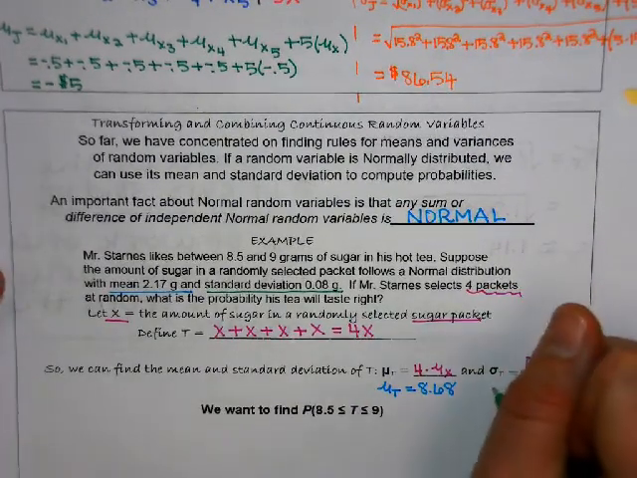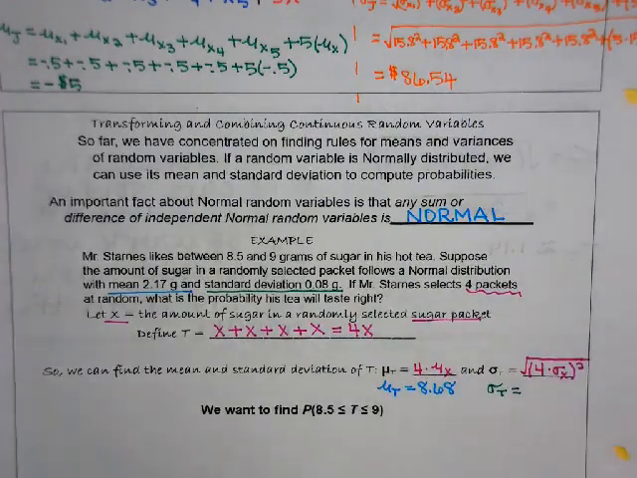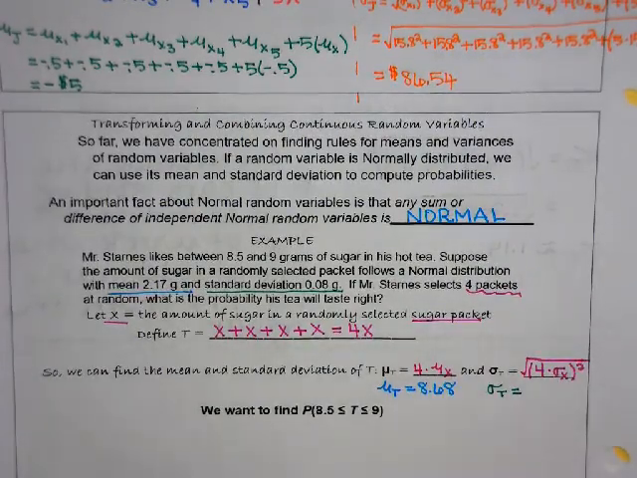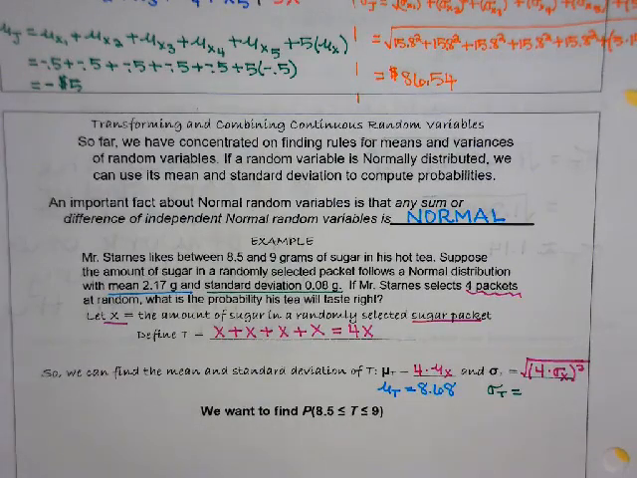I already did it in my head. Do it on your calculator. 4 times 0.08 is 0.32, then I square it, and when I square root it, I get 0.32 again.